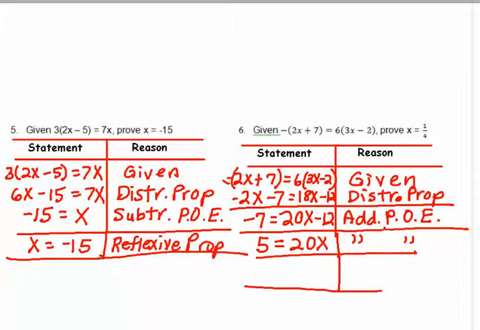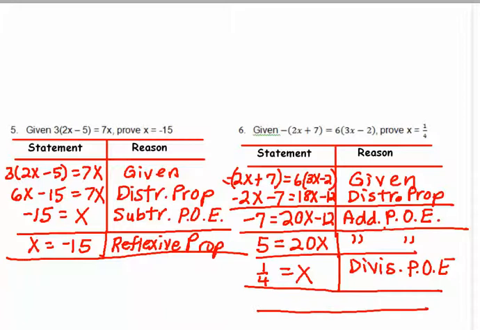And the next line is, I'm dividing both sides by 20. Okay, again, I'm dividing both sides by 20. 5 divided by 20 is 5 over 20, which is 1 over 4. And that is division POE. And again, just like this other one, I'm going to swap the sides of the equations or reverse them. And that's my reflexive property.